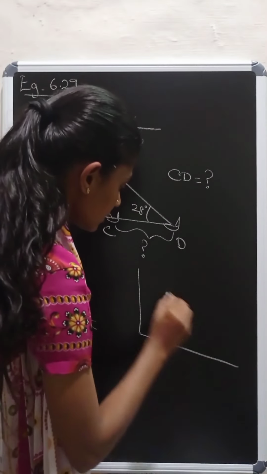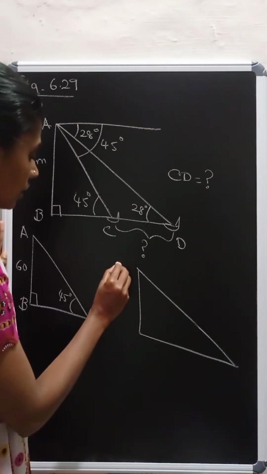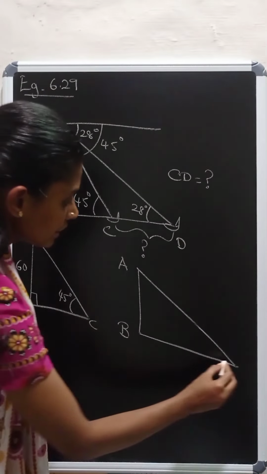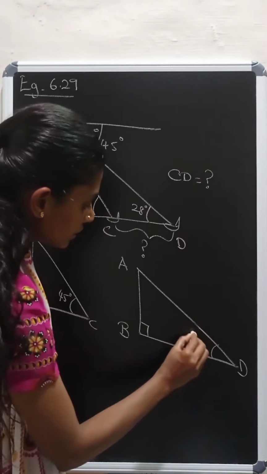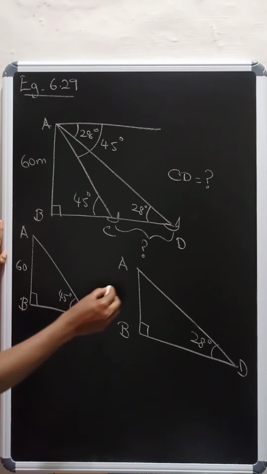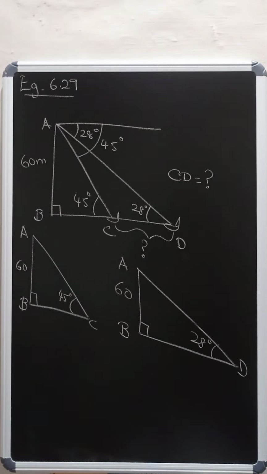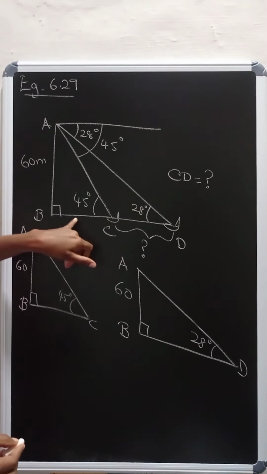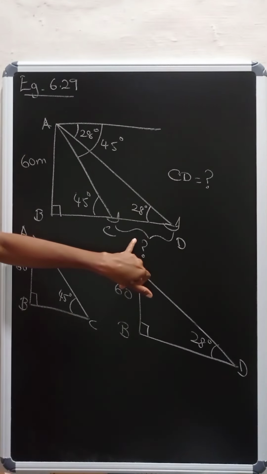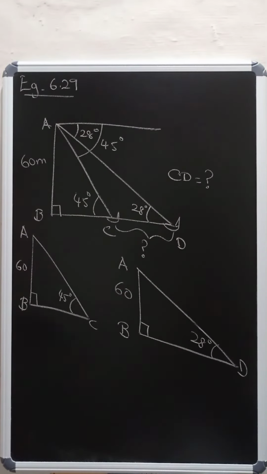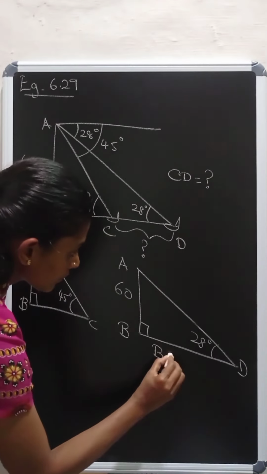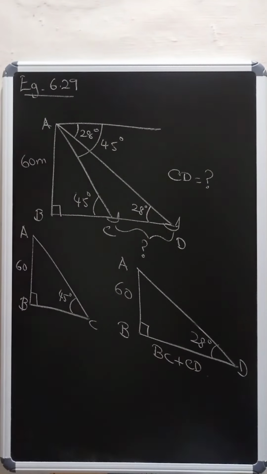Now this triangle A, B, D. Here 28 degrees. So here 60. Now we are going to use this triangle and find the BC value. Then we will use the BC value and find out the CD value. So BD is nothing but BC plus CD. Now here we will find BC.